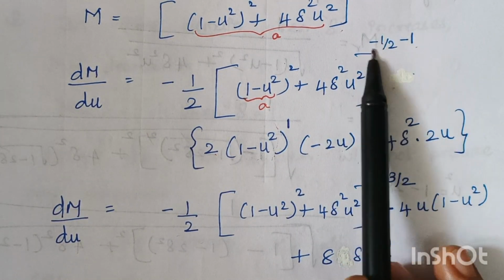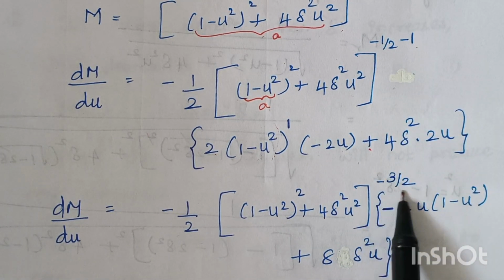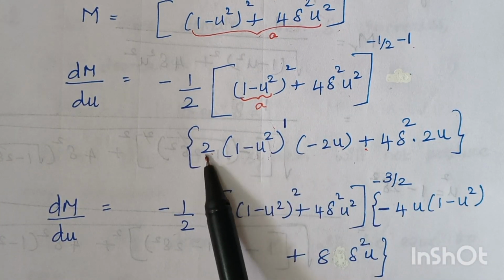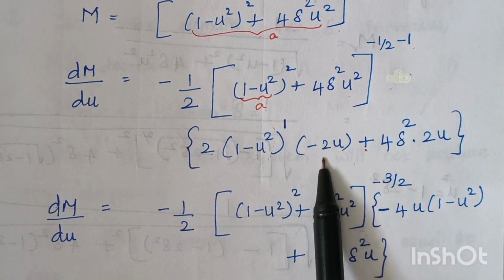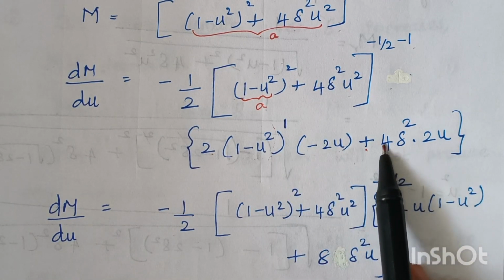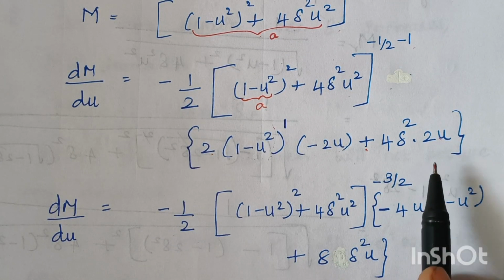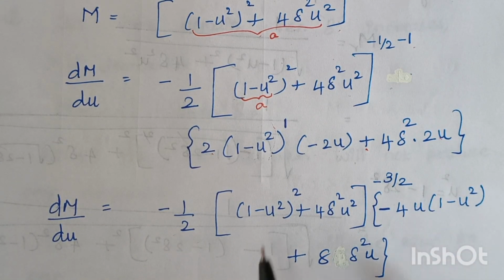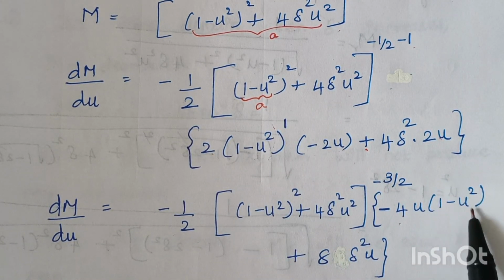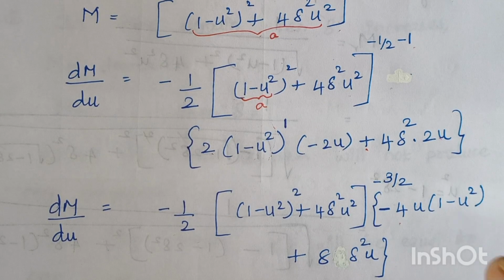You see here I am having the power minus 1 by 2 minus 1. So minus 1 by 2 minus 1 will give you minus 3 by 2. Okay, so write it. And again here you see, 2 into minus 2u will give you minus 4u, right? And here also I am having 4u. Here I am having 4 and u, so I am taking it commonly outside. That is done in the next step. So in this step I have just multiplied, that's it. 2 into minus 2u is minus 4u, and here this 1 minus u square, here 1 minus u square, and again 4 into 2 is 8, right? So 8 zeta square u, right?